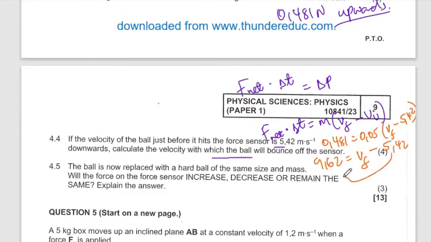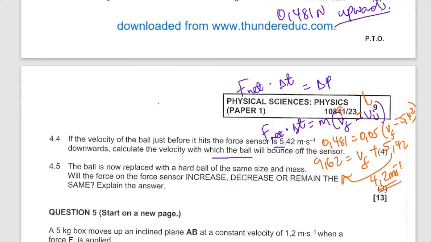Then I'll move this 5.14 to that side. Is my sense correct? Because the final is moving upwards and the initial is moving downwards, so it's a minus, that's a plus, which means I'm going to subtract. 9.62 minus 5.14 gives me 4.2 meters per second. Okay, so that's our final. So the final velocity is going to act upwards.